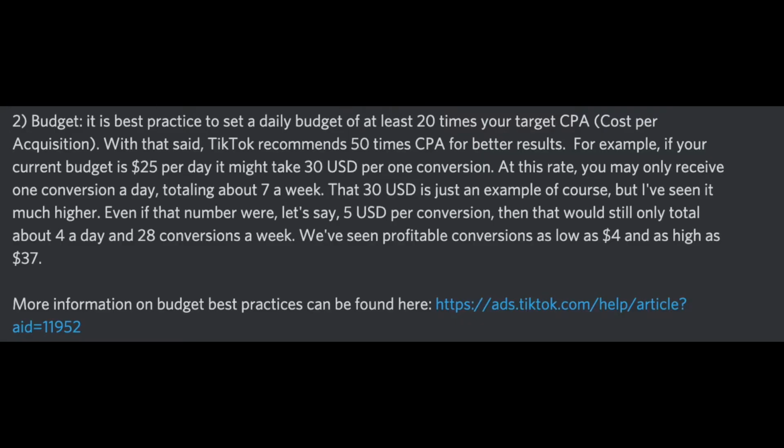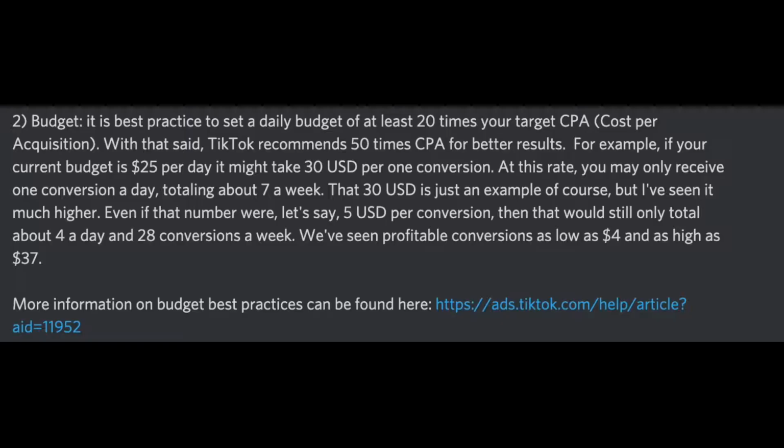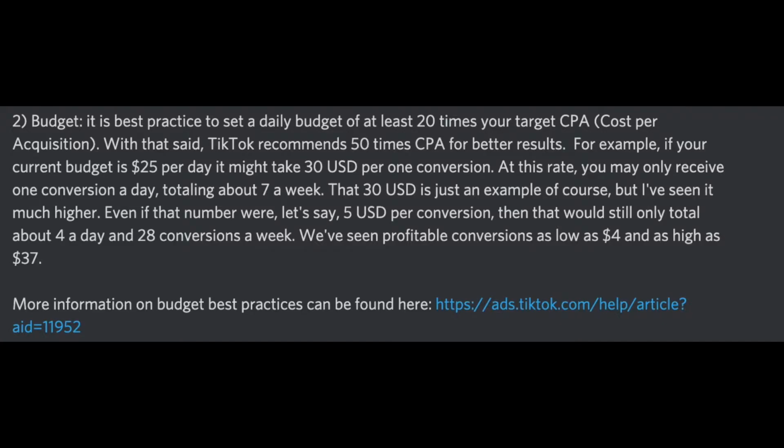The second thing you should be looking for is your budget. It is best practice to set a daily budget of at least 20 times your target CPA or cost per acquisition. With that said, TikTok recommends 50 times CPA for better results. For example, if your current budget is $25 per day, it might take 30 United States dollars per one conversion. At this rate, you may only receive one conversion a day, totaling about 7 a week. Keep in mind that the $30 I use is just an example, but I've seen it much higher. Even if that number were $5 per conversion, then that would only be about 4 a day or 28 conversions a week.